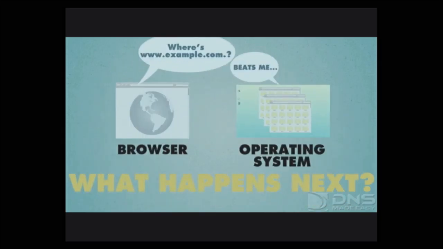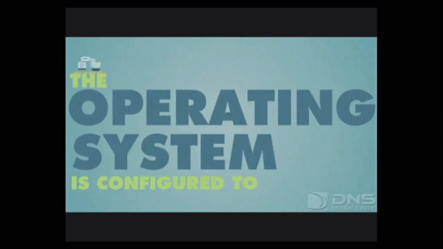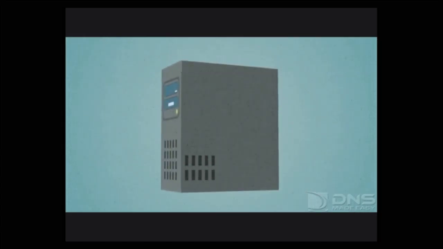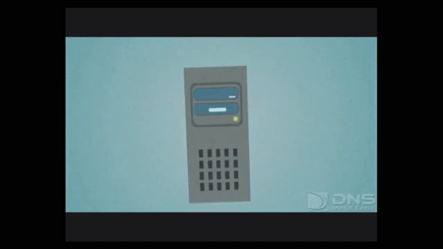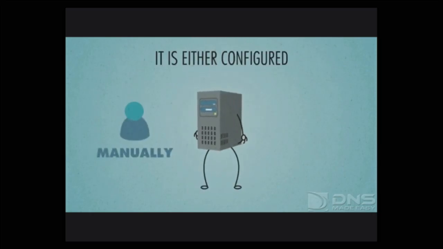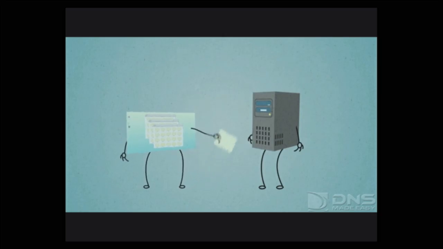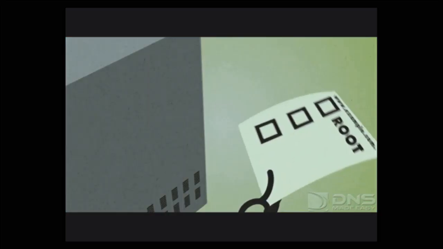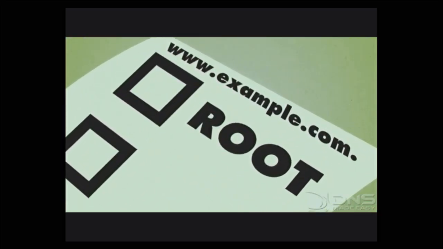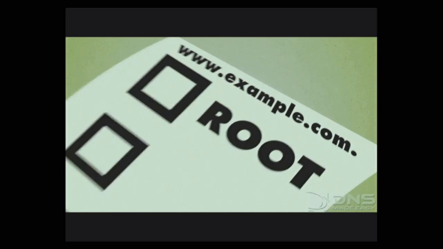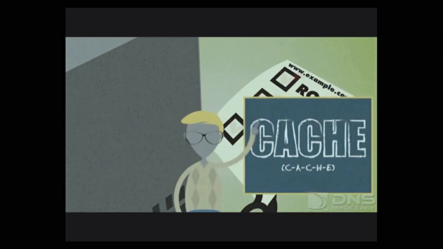What happens next? The operating system is configured to ask a resolving name server for IP addresses it does not know. The resolving name server is the workhorse of the DNS lookup. It is either configured manually or automatically within your operating system. Your operating system asks, or queries, the resolving name server for www.example.com. The resolving name server may or may not have this in memory, or cache. Yes, the C-A-C-H-E one, not that, never mind. For the sake of this demonstration, it does not.